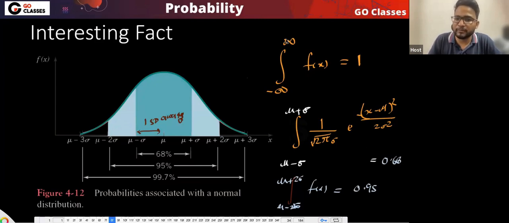It is interesting. I'm not sure whether it is useful for our GATE purpose or not, but I cannot teach the normal random variable without telling this fact, because it is very important and interesting also. I hope you might have studied this kind of fact about the normal random variable before. Anyone who has studied it before, maybe in 12th class? At that time we were not much aware, but we studied that in 12th class, right? This is a very good fact, and you might use it in machine learning when you study it at the MTech level.